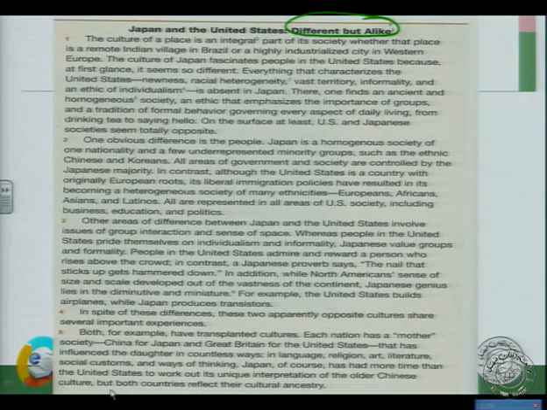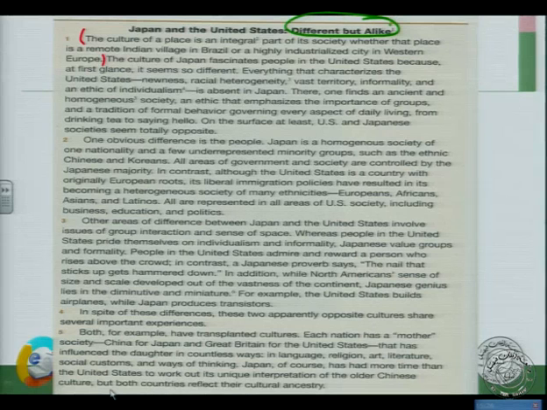The culture of a place is an integral part of its society, whether that place is a remote Indian village in Brazil or a highly industrialized city in Western Europe. Notice that the first sentence is a general statement. Okay? It started with the culture itself. He is talking about the culture of a place, right? So the author is talking generally about the culture of a place.